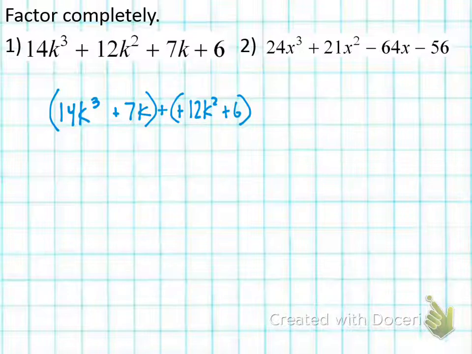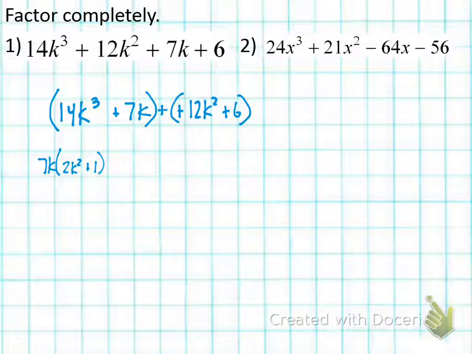Now we're looking at this term. How can I factor this out? 14k cubed plus 7k. What's the common factor between both of these? 7k. Good, just like from earlier this week, GCF 7k. Then 7k times 2k squared is equal to 14k cubed. 7k times positive 1 is equal to 7k. You follow me? Okay.